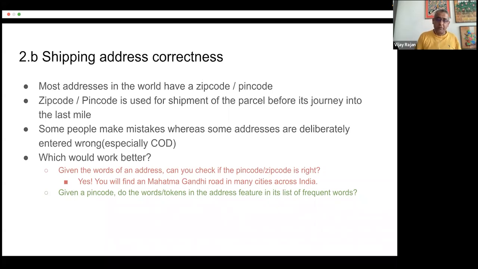However, if you pose the problem the other way around, given a pin code, do the words or the tokens of the address match the frequent words in the pin code?